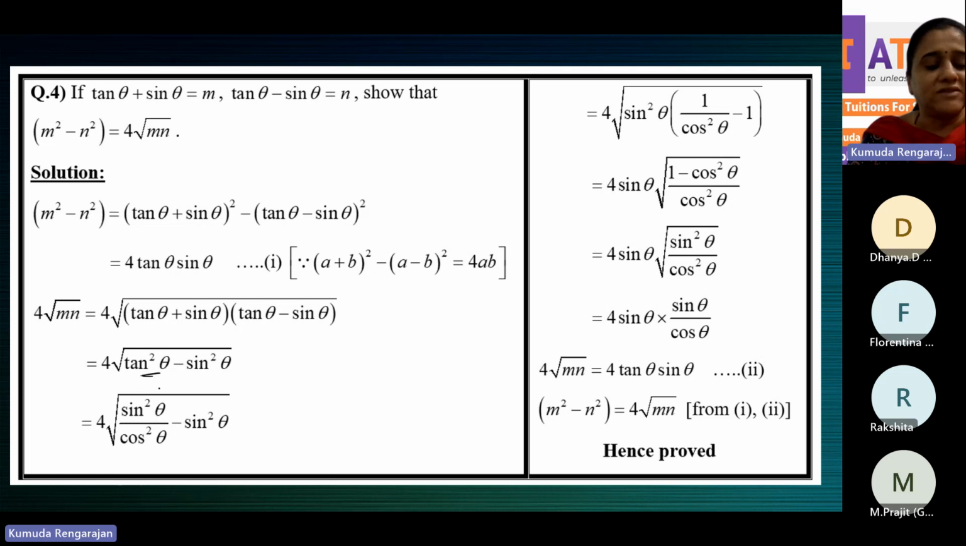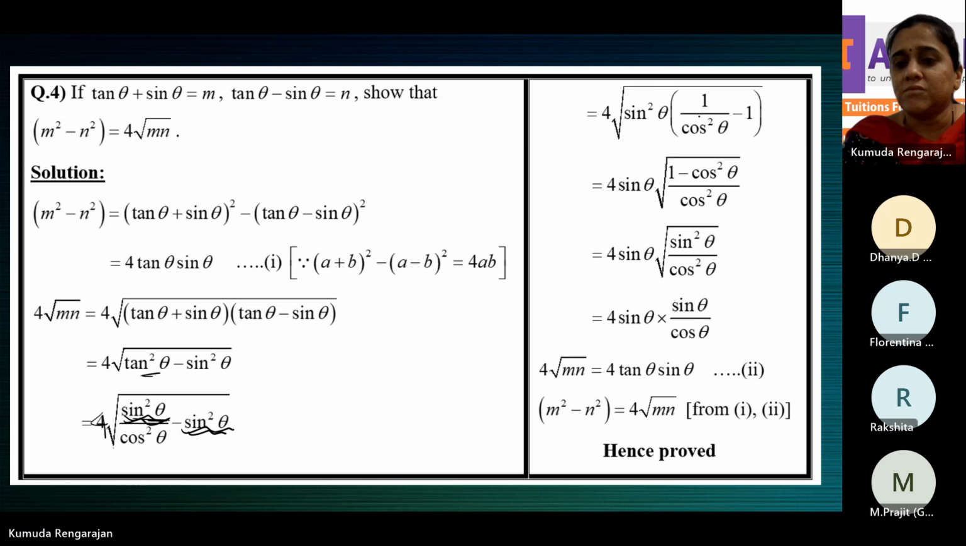So tan square theta is sine square theta by cos square theta. And then whenever there's something common, you always take out the common factor. So sine square theta is common in the numerator, so bring it out. So 4 is already outside the square root. Square root of 4 into square root of, under the square root, sine square theta is common. So open bracket and 1 by cos square theta minus 1. Okay. So now LCM, 1 minus cos square theta by cos square theta, and 1 minus cos square theta is sine square theta by cos square theta.